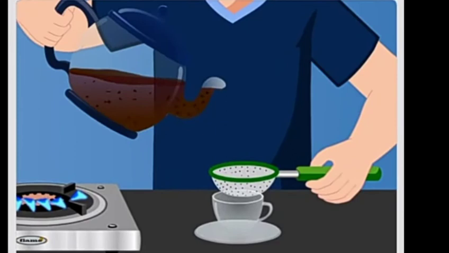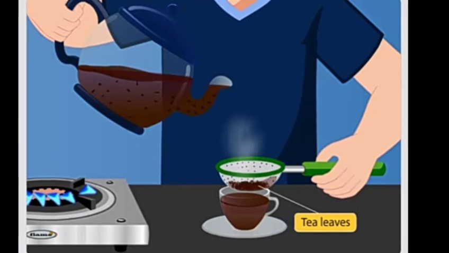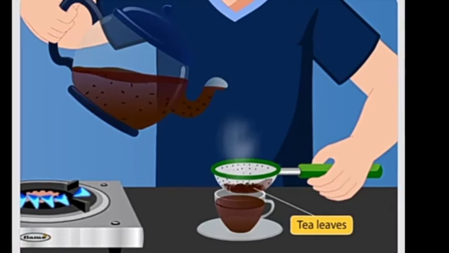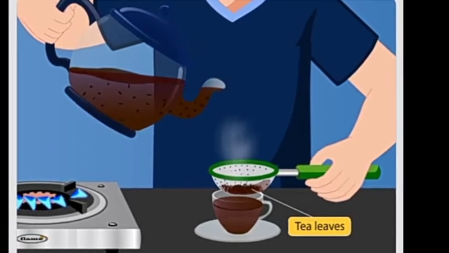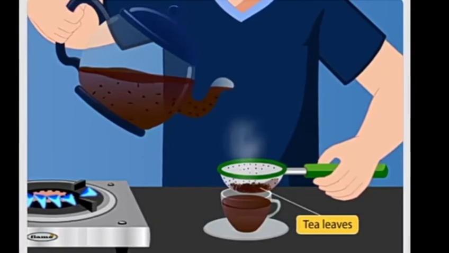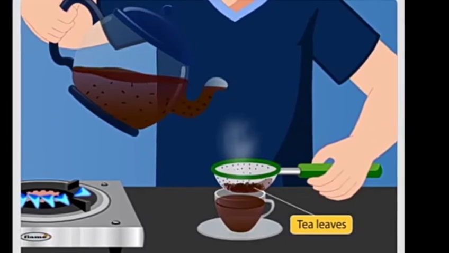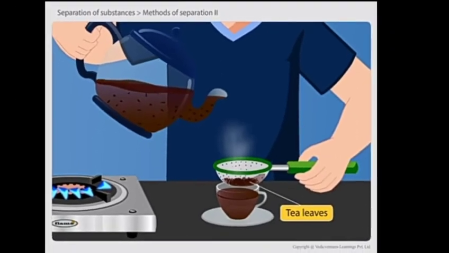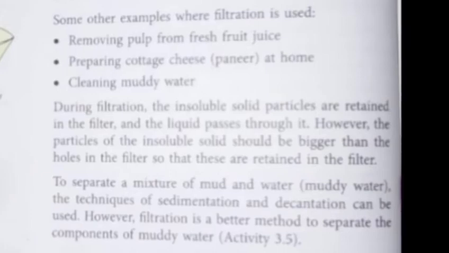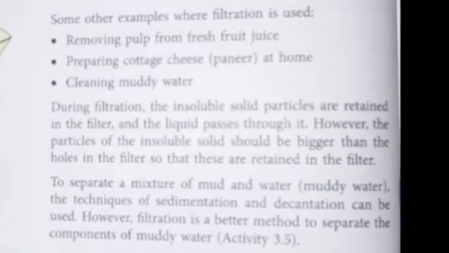So to filter it out, what will we do? We simply use the strainer for the filtration process. And what will we see? We'll see that the tea leaves, being somewhat bigger in size, will get stuck in the strainer. They will not pass through the strainer because they are somewhat bigger. But the liquid will simply pass through the strainer, and we will get the tea in pure form without any tea leaf. So during filtration, the insoluble solid particles are retained in the filter, and the liquid simply passes through it.